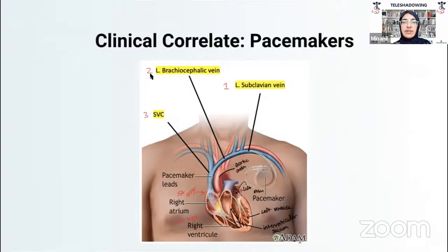the left brachiocephalic vein, number 2, and then the superior vena cava, the SVC here, number 3. And then onto the right side of the heart, the right atrium. That's why knowing the complex anatomy is so important, because it can be life-saving for a patient who is in need of a pacemaker for their heart function.